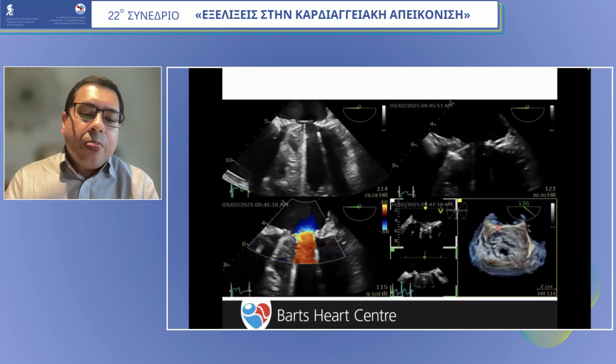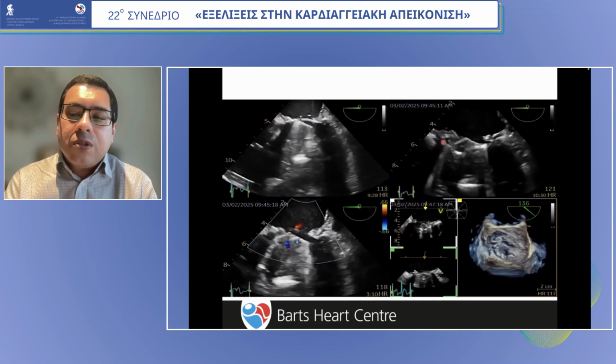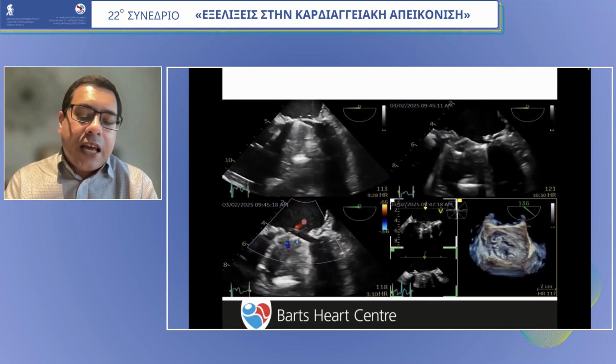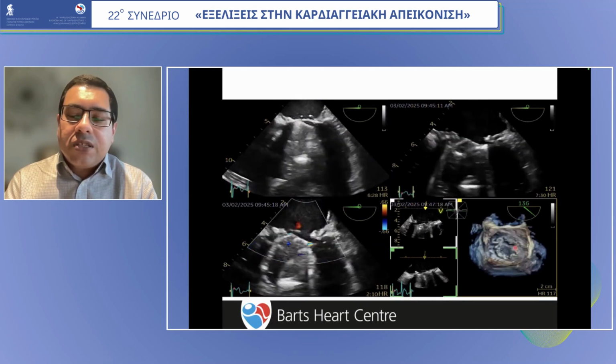We do a TOE. We can see one disc is fixed. We can see clot where that disc is. It's a relatively small clot, so I'd say it's less than 1 centimeter squared. We can see the lack of color flow, which we talked about, in that area. And we can see it nicely on 3D, the fixed disc.